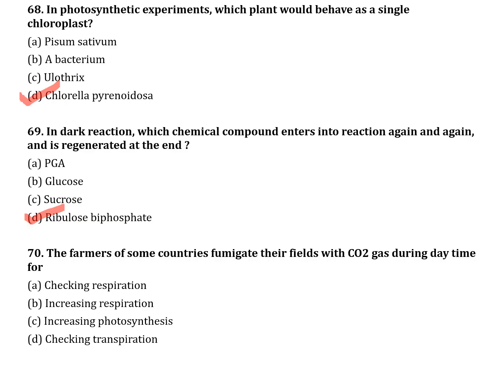The farmers of some countries fumigate their fields with carbon dioxide gas during the daytime for option A, checking respiration. Option B, increasing respiration. Option C, increasing photosynthesis. Option D, checking transpiration. Correct answer is option C, increasing photosynthesis.